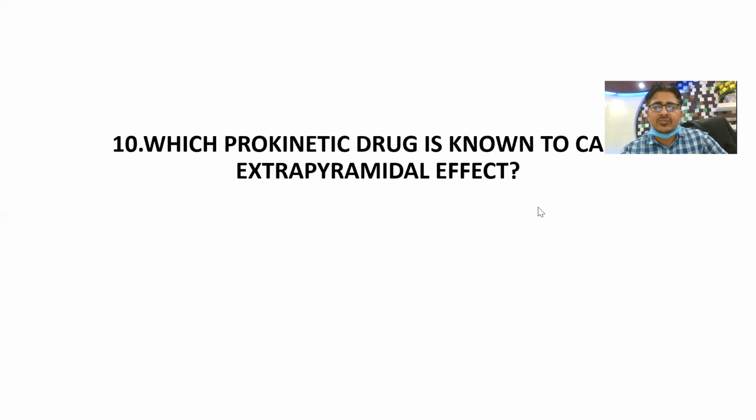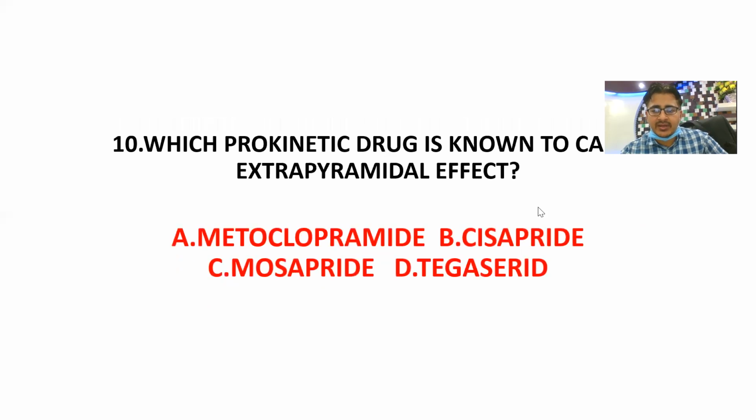Which prokinetic drug is known to cause extrapyramidal effects? Now you should have an idea what are the drugs which belong to this prokinetic category. First is metoclopramide, second is cisapride, third is mosapride, fourth one is tegaserod. Metoclopramide we usually use, cisapride we usually use, mosapride and tegaserod are rarely used.